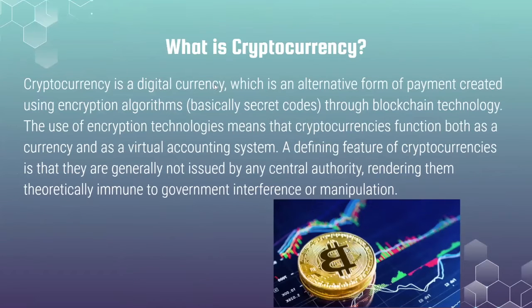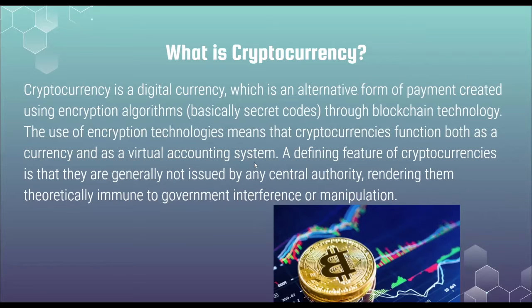What is cryptocurrency? Cryptocurrency is a digital currency, which is an alternative form of payment created using encryption algorithms, basically secret codes, through blockchain technology. The use of encryption technologies means that cryptocurrencies function both as a currency and as a virtual accounting system. A defining feature of cryptocurrencies is they are generally not issued by a central authority, rendering them theoretically immune to government interference or manipulation.